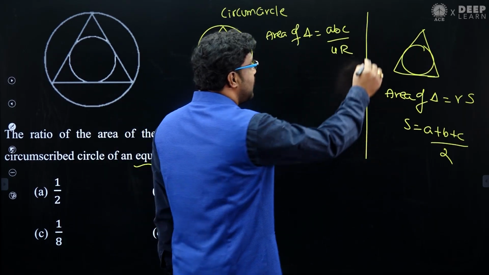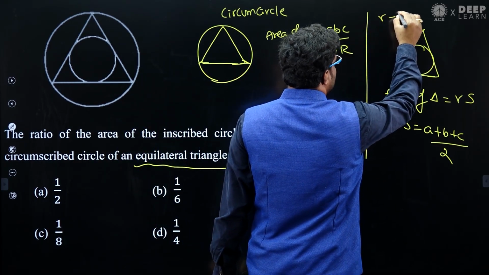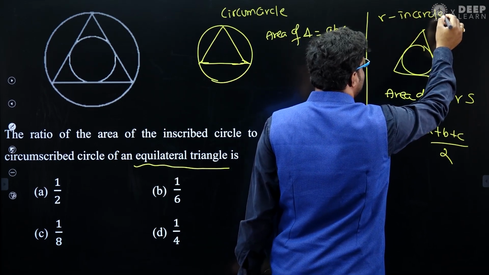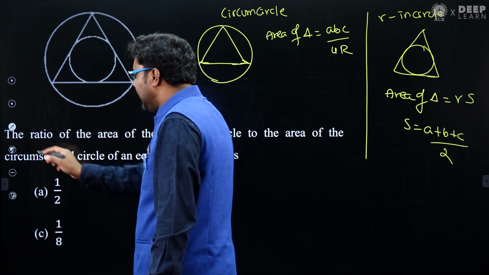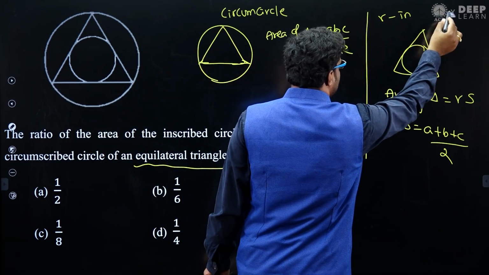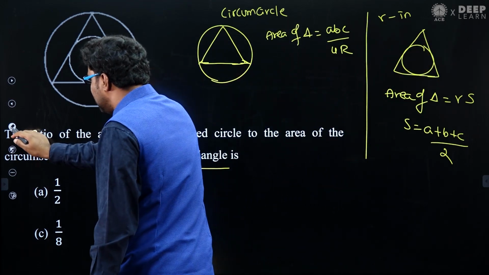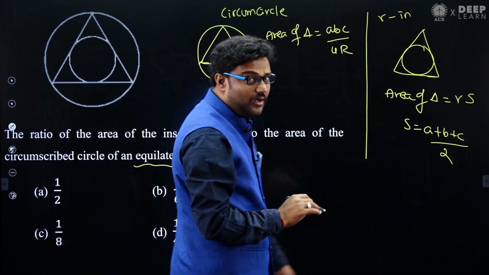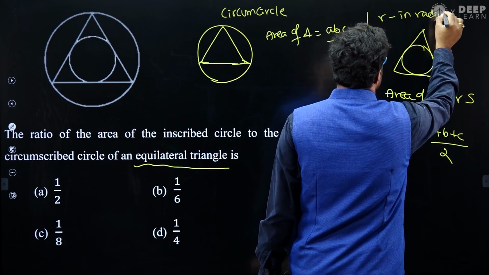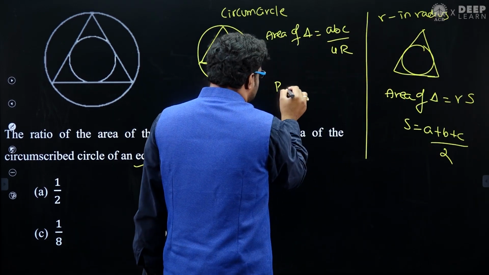Small r is the incircle radius, capital R is the circumradius. Small r is nothing but the inradius, internally it is the incircle radius, or we can call it inradius. And this capital R is the circumradius we can call.